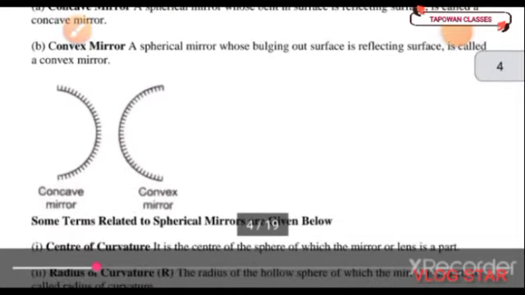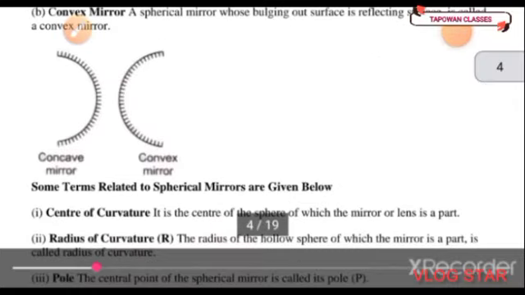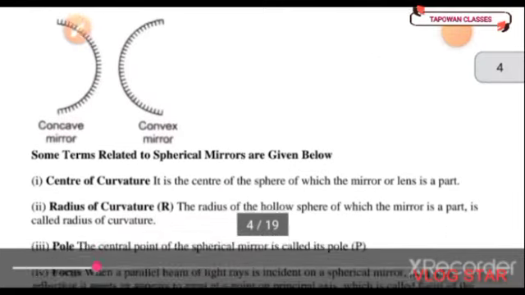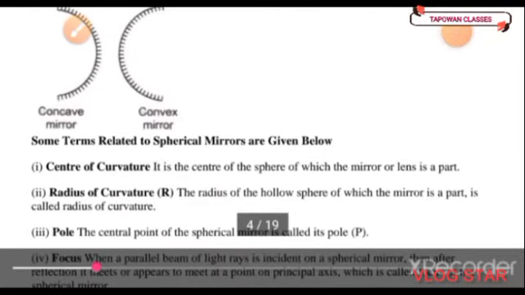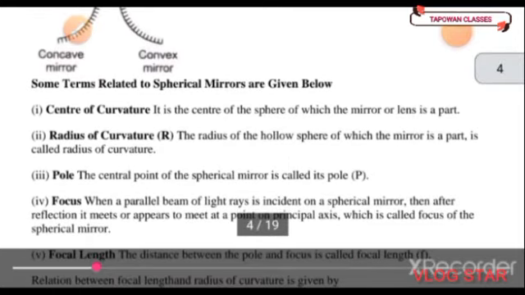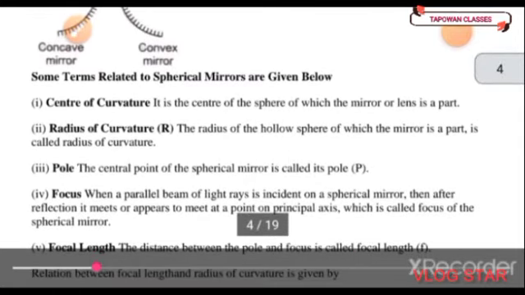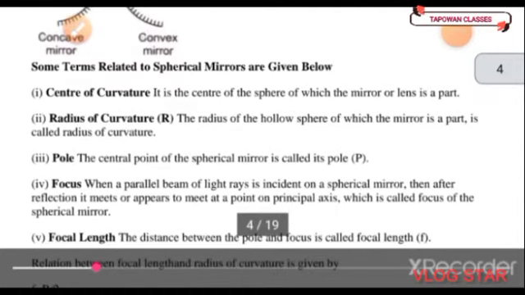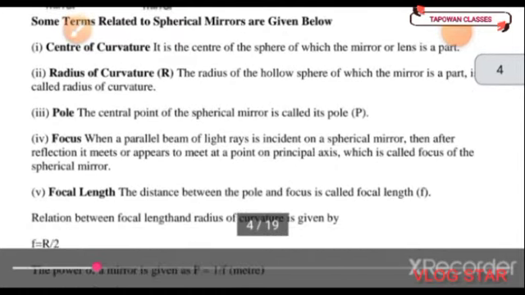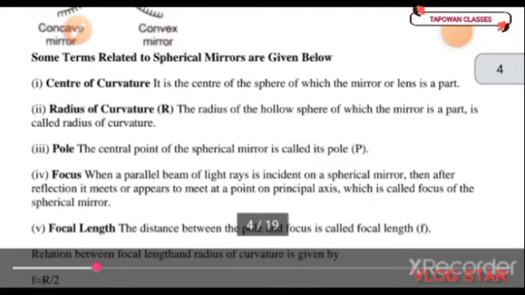So here are two diagrams. We are using the concave mirror and convex mirror. The same terms of a spherical mirror are given below: the center of curvature, radius of curvature, pole and focus. Center of curvature capital C, radius of curvature capital R, pole P and the focus F. Focal length is small f, of focus is capital F. These are the small representations of these sections.